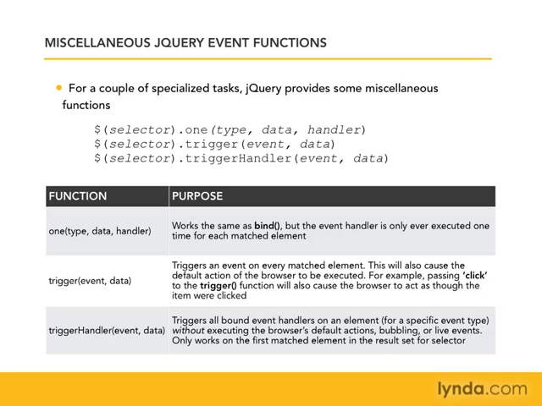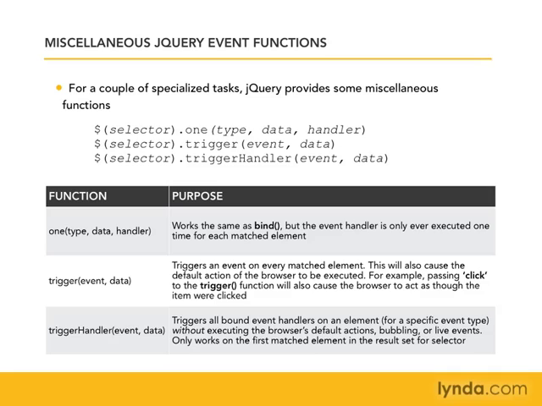Now the trigger handler is similar. It does the same thing. It triggers the event handlers, but it does it without having the browser go off and act as though the event actually happened. And this only works on the first matched element in the result set for a selector. So what we're going to do now is take a look at some examples of how we might use this. We're not going to use the trigger or trigger handler. Those are pretty esoteric. So let's take a look at how the one event handler works.